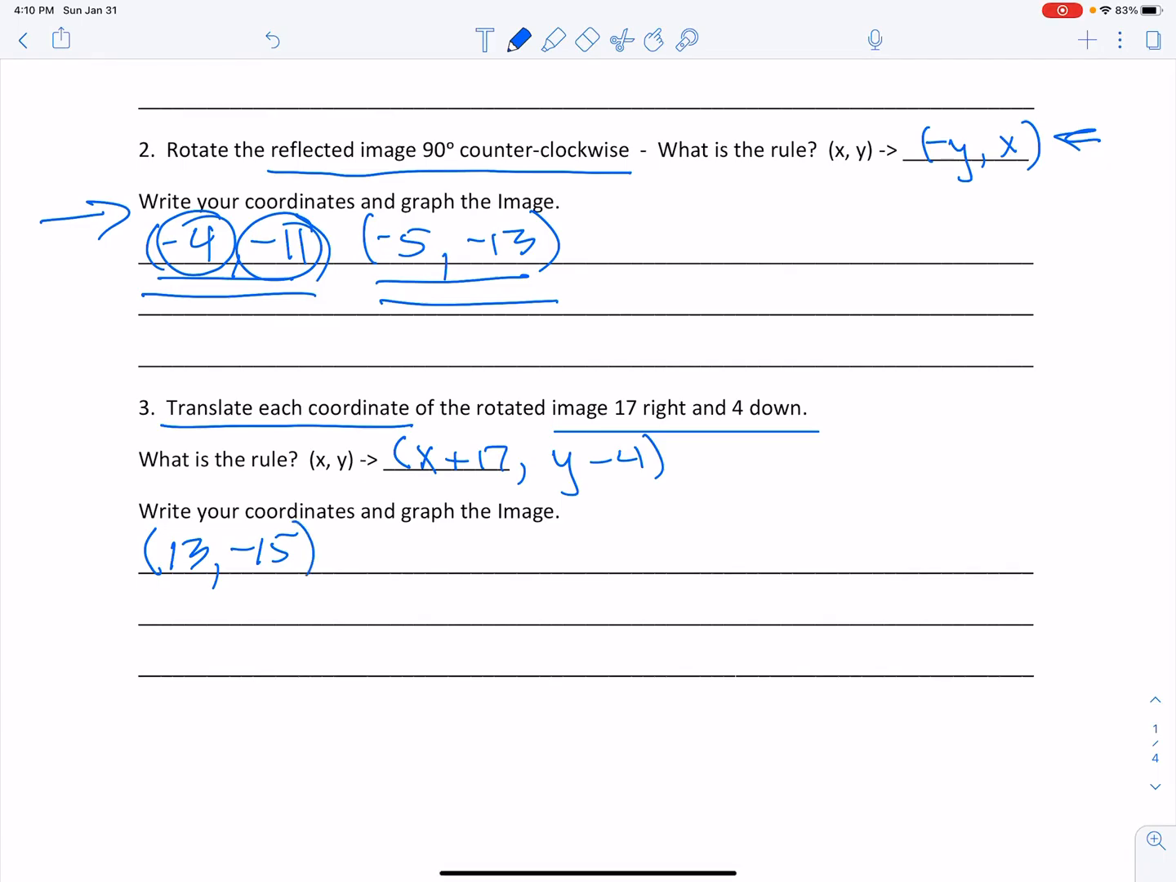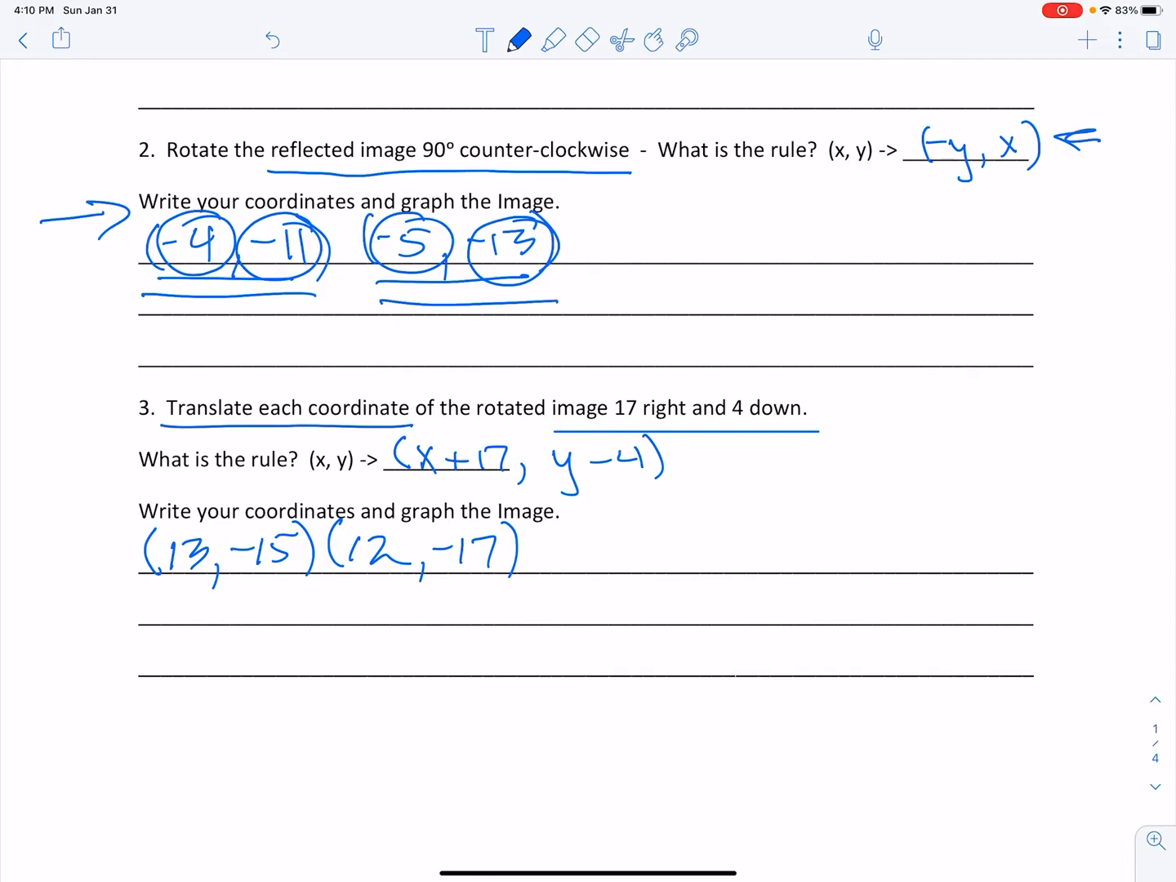And for this particular one, you might want to definitely use your calculator. Then I'm going to take my next point, and I've got a negative 5, so I'm going to add 17 to that, which gets me to 12. And then I'm going to subtract 4 from negative 13, which is going to get me negative 17. And you're going to do that all the way throughout.